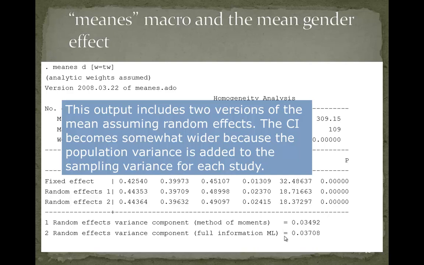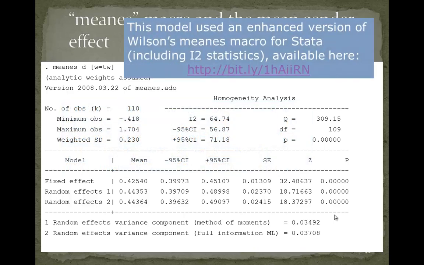Now, if you're going to pick a version of these and you're doing this particular analysis, I would suggest the full information maximum likelihood version. So I would say the better option is random effects 2 to be reporting, although, like I said, in this case, it doesn't matter very much. This model, I should say, used an enhanced version of Wilson's mean ES macro for Stata. I basically added in, with the help of a former student here at UConn, I-squared statistics because everyone wants them, and it saved us the trouble of having to go out and calculating them for ourselves.